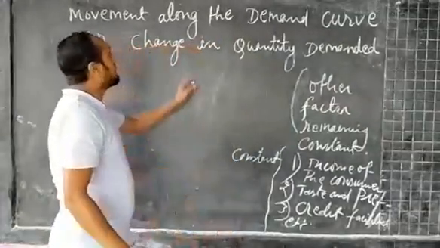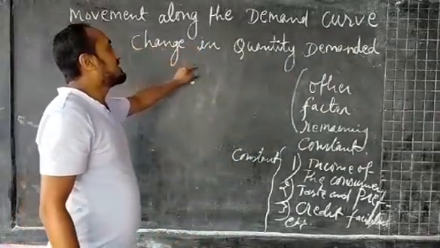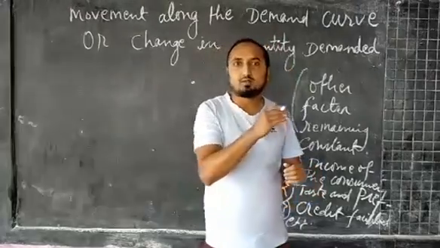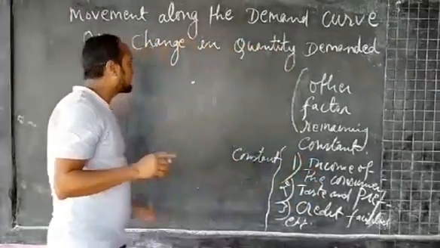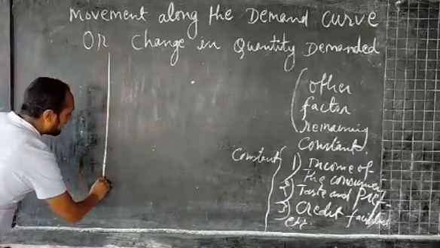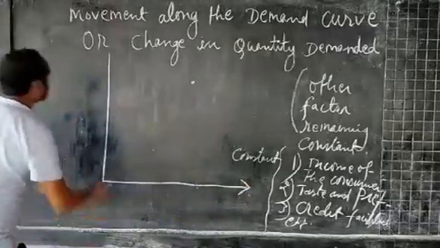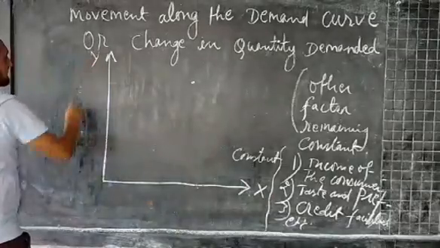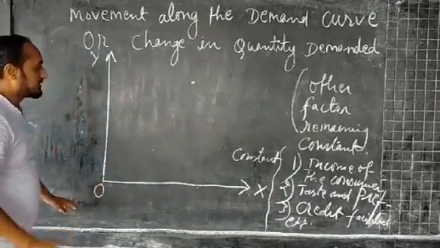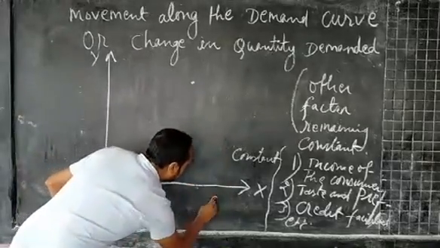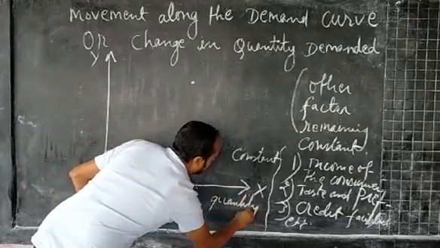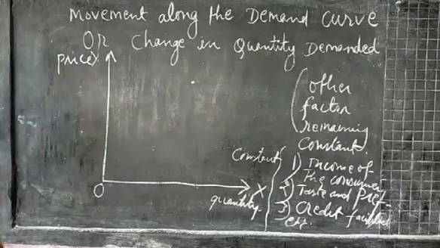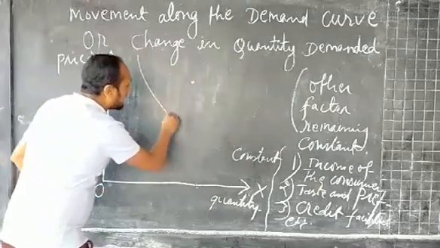Okay, now this movement along the demand curve or change in quantity demand can also be represented with the help of a diagram, and the derivation of the demand curve we have already done in the previous class. So we know that the demand curve is downward sloping. Let's consider two axes, that is x-axis and y-axis. Now this is your origin. In the x-axis we are going to measure the quantity demand, and in the y-axis we are going to measure the price.